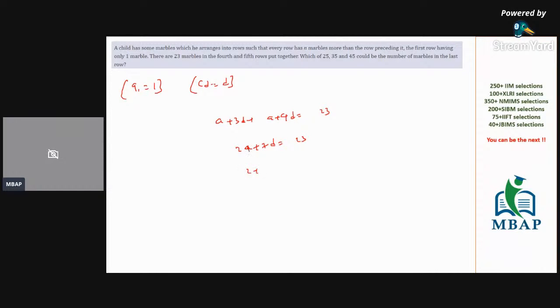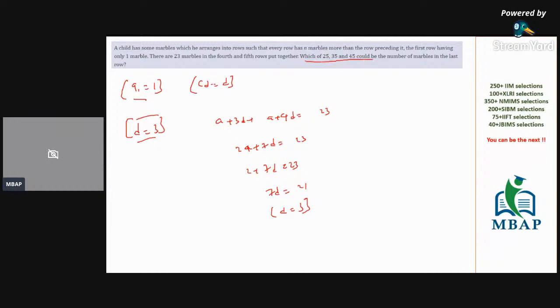We know the value of A1 to be 1, so it's 2 plus 7D, which is equal to 23. If you solve this, 7D you will get as 21 and the value of D you will get as 3. So we have found out the common difference to be 3. Now we know A1 is 1 and the common difference is 3.